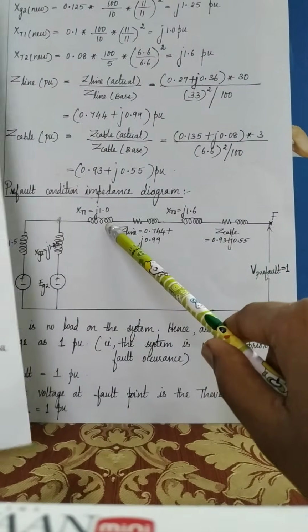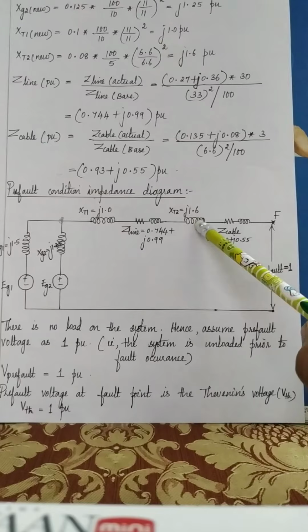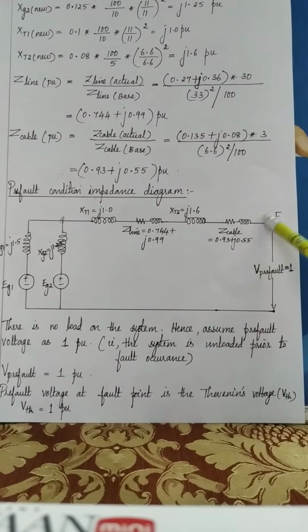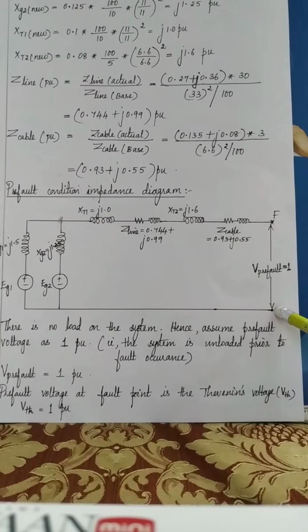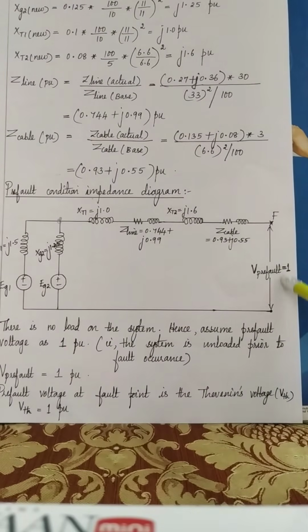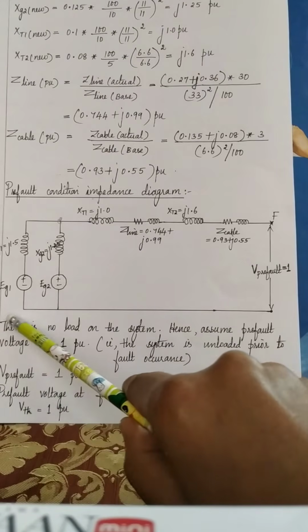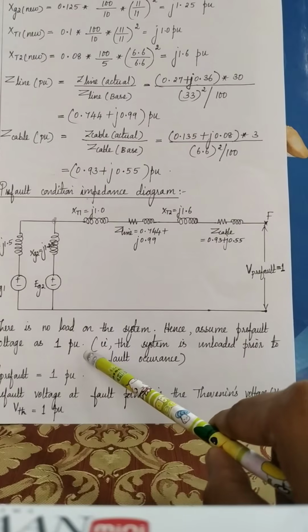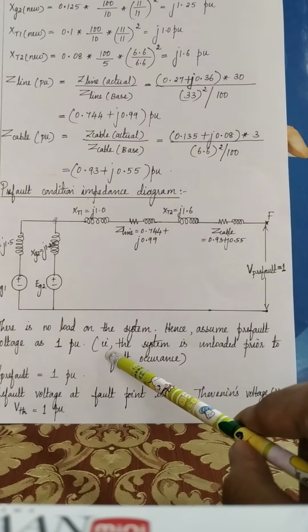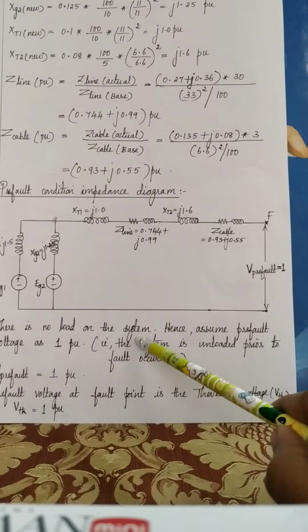Okay, then XT1 we have found. This is the impedance of the 30 kilometer overhead line. This is XT2, the impedance of the cable. So at the end of the 3 kilometer cable we have a fault. Okay. So listen here. I have written V pre-fault is equal to 1 per unit. Why? Because the system is unloaded. So for an unloaded system, consider the pre-fault voltage as 1 per unit. Okay. So that is what step 2 says. What is step 2? We have to find the pre-fault voltage at the fault point, and we have to calculate the load current. Okay. So here there is no load on the system.